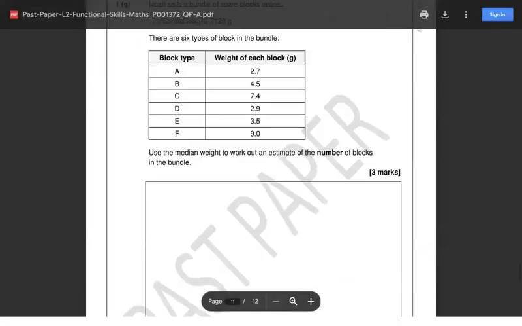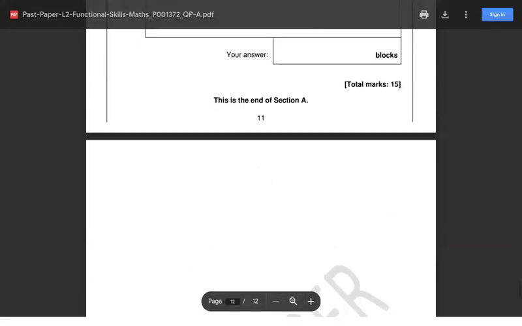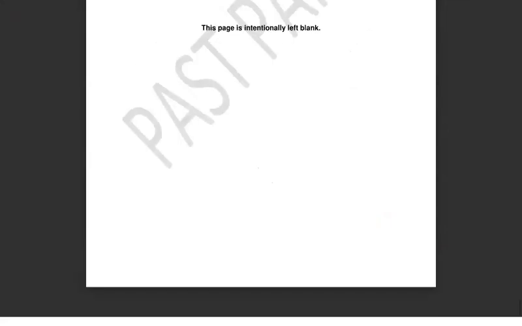That's it. So that's that for the ones that has to do with non-calculator. So we're going to look at the ones that has to do with calculators now.